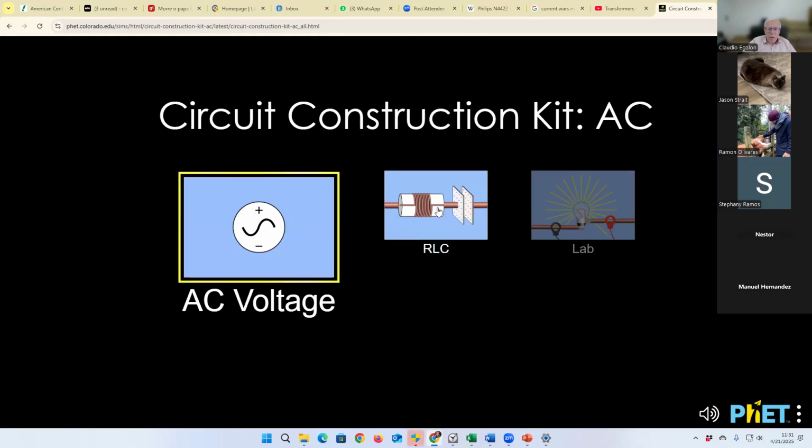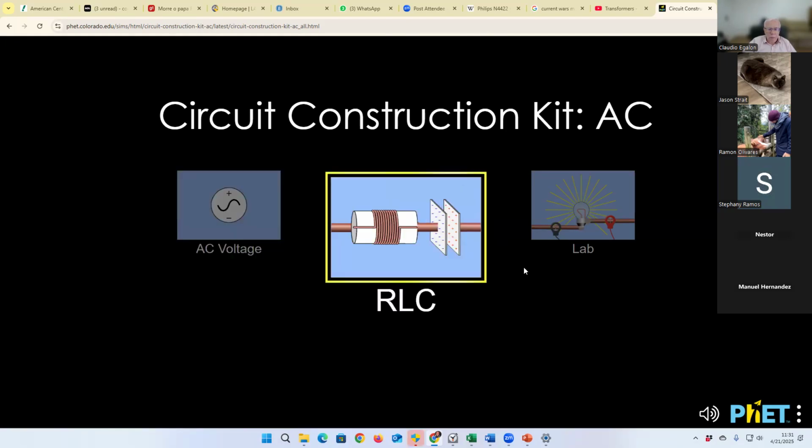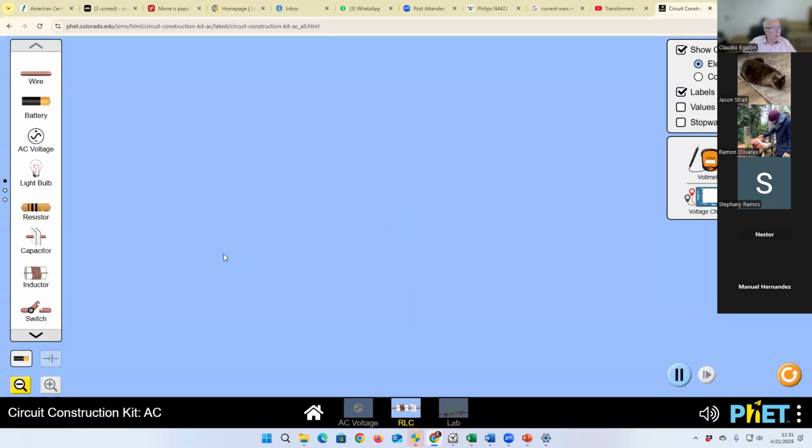RLC. Okay, this one here. Let's see if we have an inductor. Yeah, we have a capacitor here. Let's build our circuit. But first, let's start with our generator.